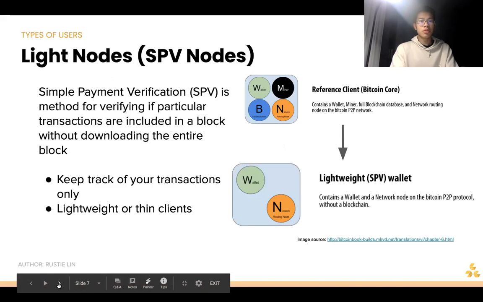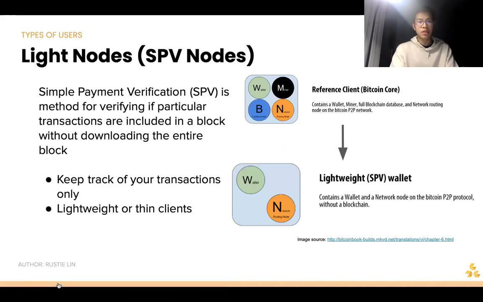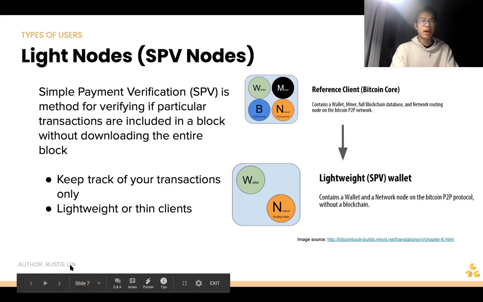So the solution that Satoshi came up with was Light Nodes, or SPV nodes, which stand for Simple Payment Verification. And it's just a method of verifying if a particular transaction is in a block. It only looks at the header of a block and it keeps track of only the transactions of the users. They're also called lightweight clients because you don't need to download the entire blockchain. So it's kind of lightweight in that sense.